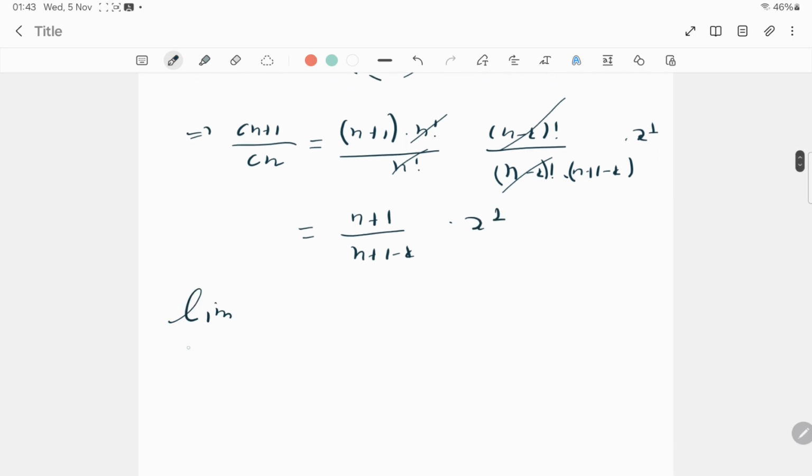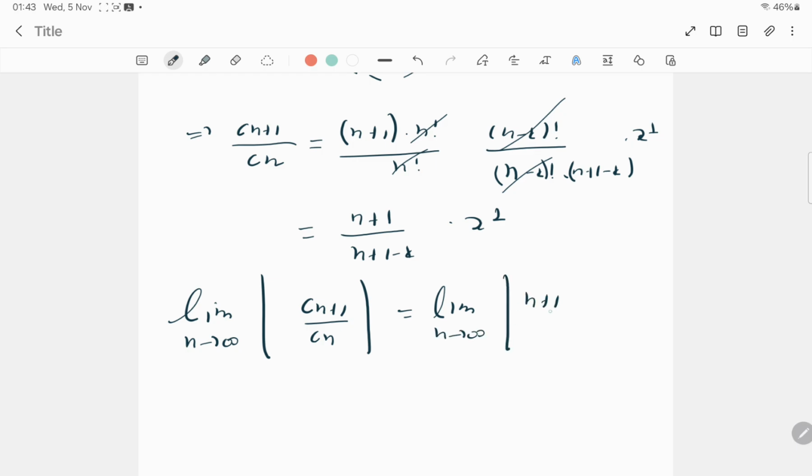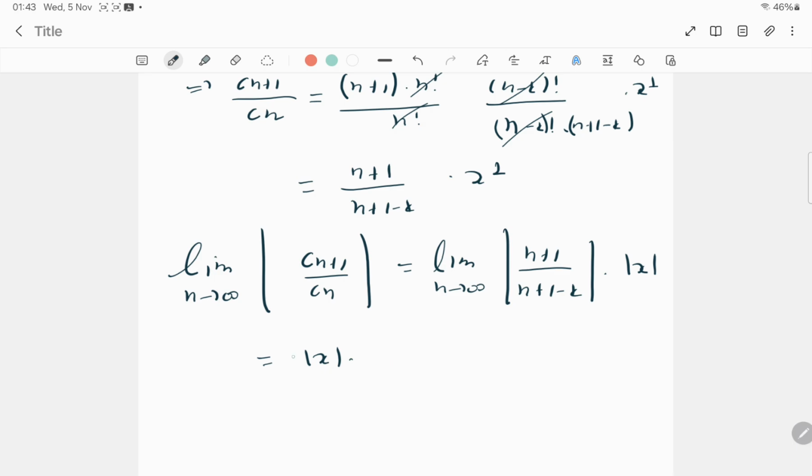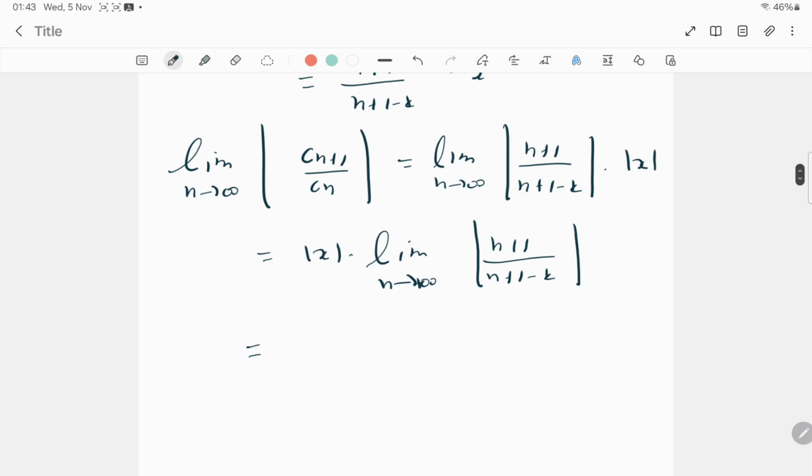Now take the limit as n grows to infinity of Cn plus 1 over Cn in absolute value. That's going to be the limit as n grows to infinity of n plus 1 over n plus 1 minus k times the absolute value of x. So it's going to be the absolute value of x times the limit as n goes to infinity of n plus 1 over n plus 1 minus k. Okay, now we take the limit as n goes to plus infinity.